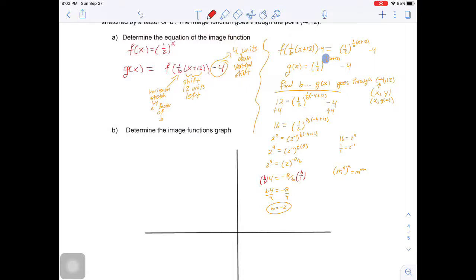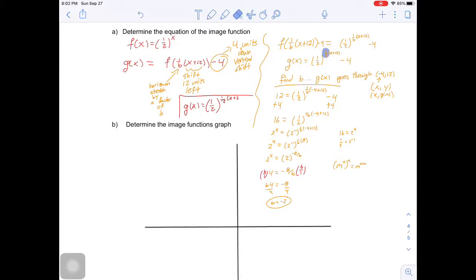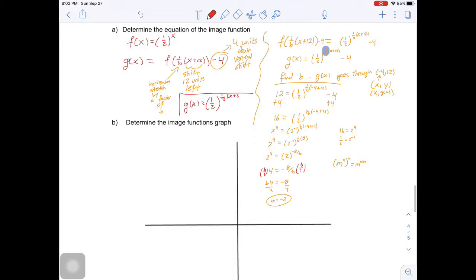So to finish off this question, g of x equals 1 over 2 to the power of 1 over negative 2 times x plus 12, and then minus 4. So there you go. It looks like we vertically stretched this by a factor of 2, and we also reflected it. Okay, so there is my final answer there.